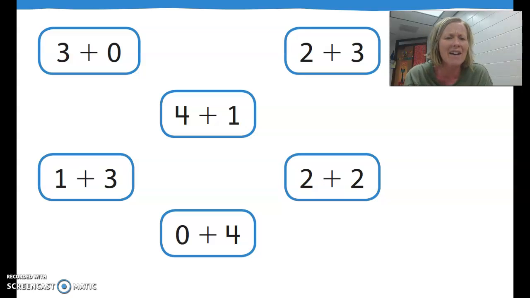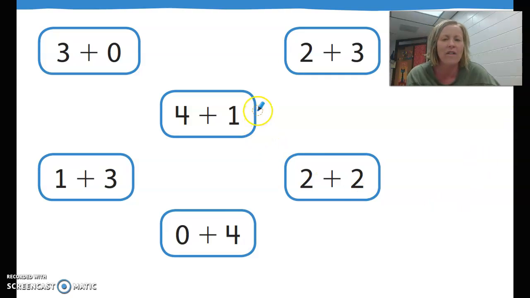So we have some addition problems. I want you to see, can you find two problems that equal the same answer? Did you find two problems that can equal 5? Let's see if we can find two problems that equal 5.